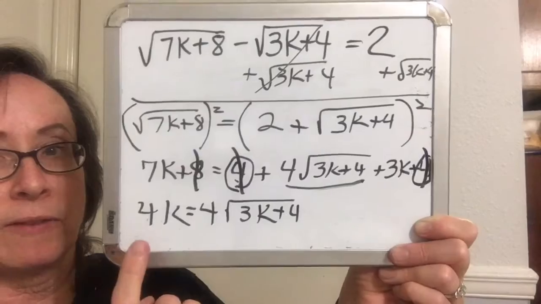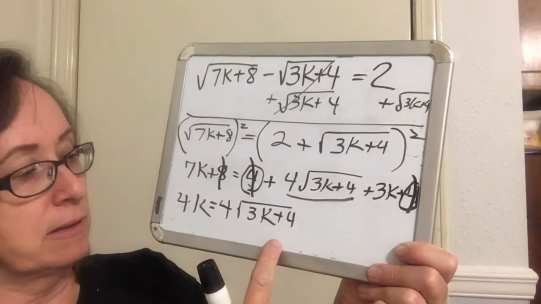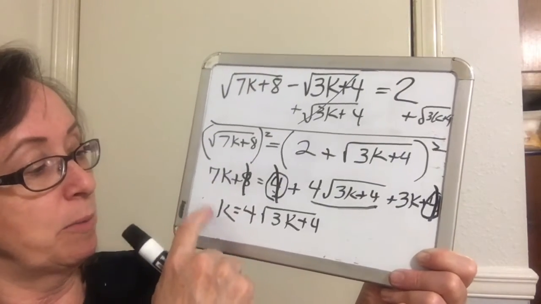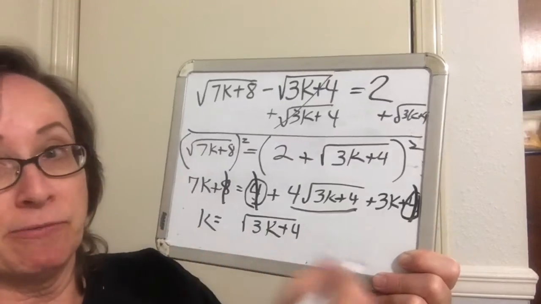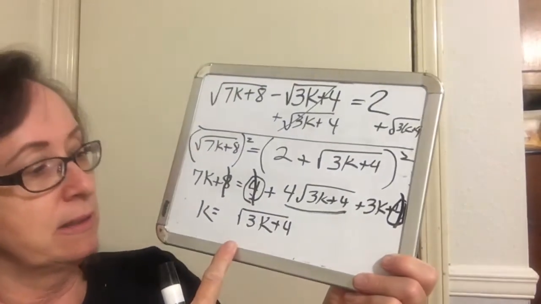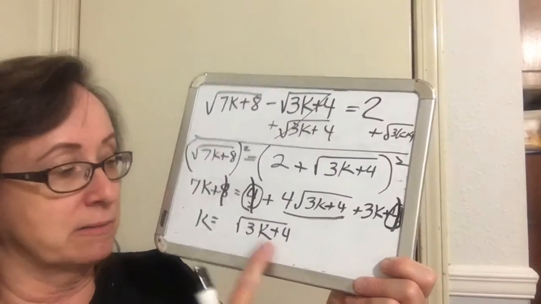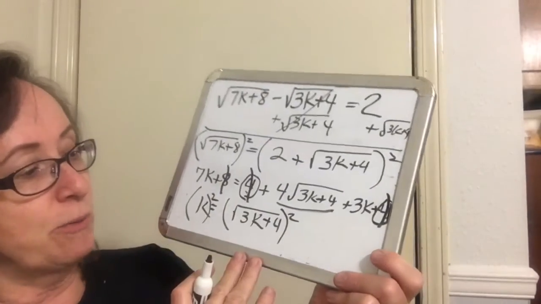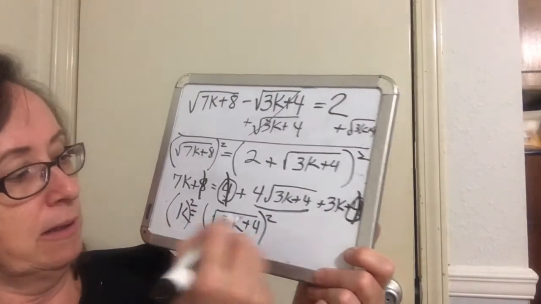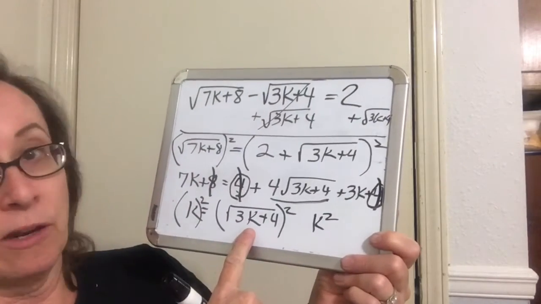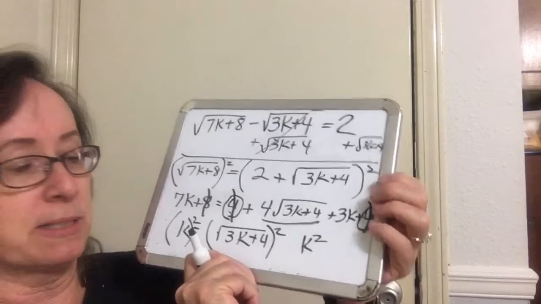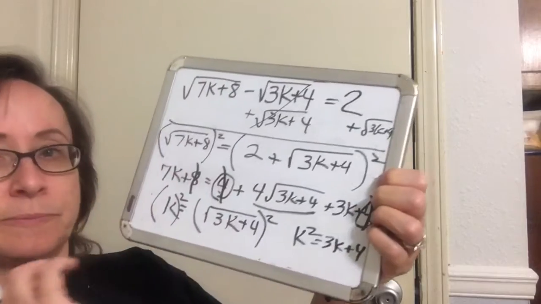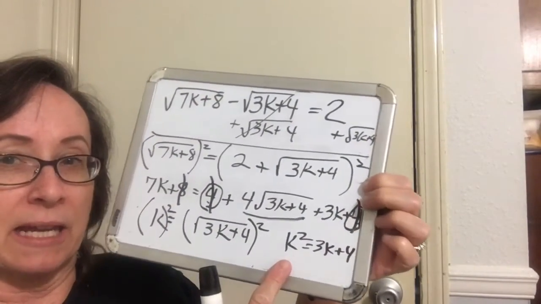But then look how cool. I've got a 4k is equal to 4 times the radical. Can I divide both sides by 4? And when I do, both of those 4s are going to cancel out. I divided by 4, I divided by 4. So now this is what I've got. Now I have my isolated radical. Now I'm going to square both sides. Okay, so now I end up with k squared. And then on the right, when I square the radical, I just get what's under the radical, which is 3k plus 4.